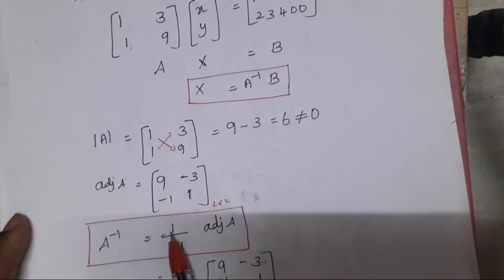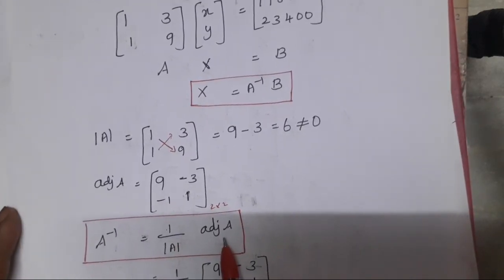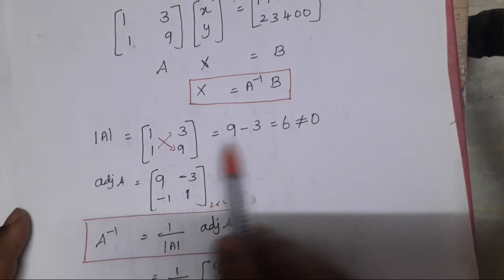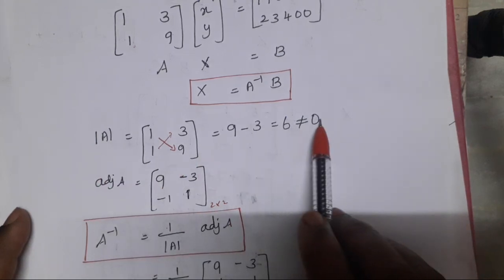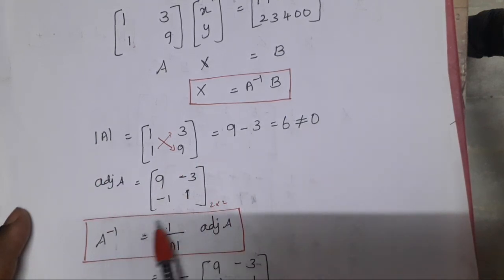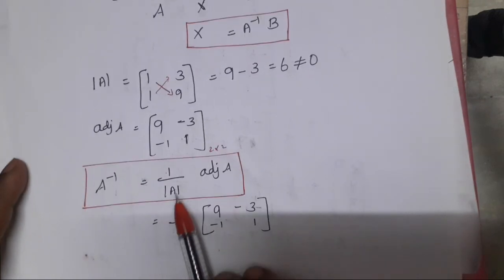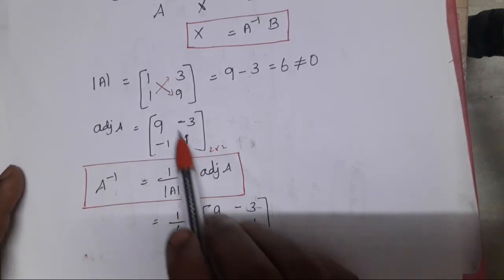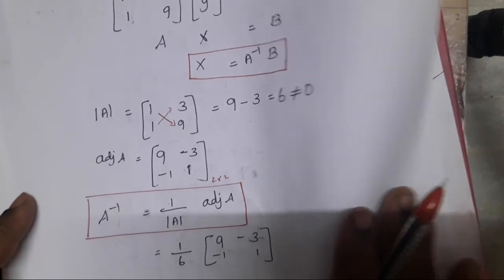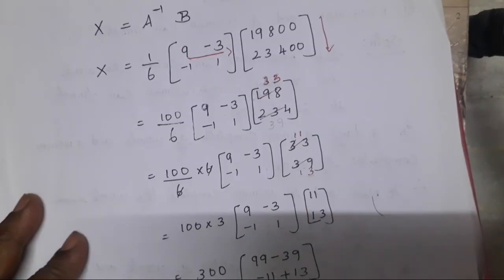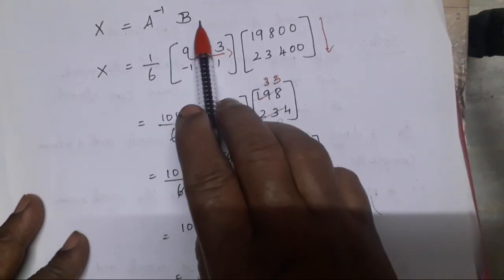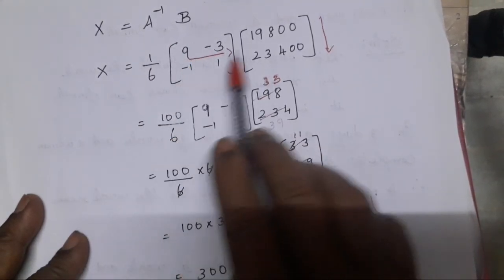What is the formula for A inverse? A inverse equals 1 by determinant of A into adjoint of A. First we find the determinant; we get it not equal to 0. Again, the adjoint of A. Substitute into A inverse, which is 1 by determinant of A into adjoint of A. Next step, we get X equal to A inverse B. Write the A inverse value as well as B.